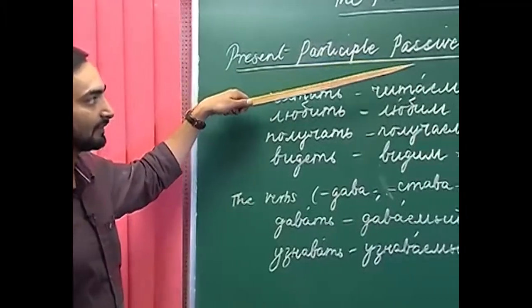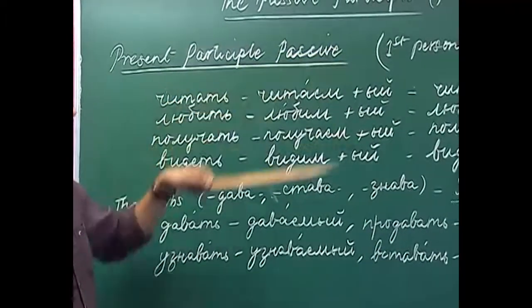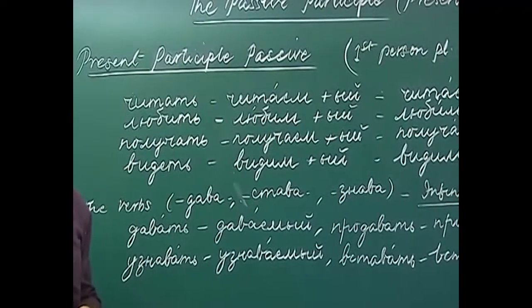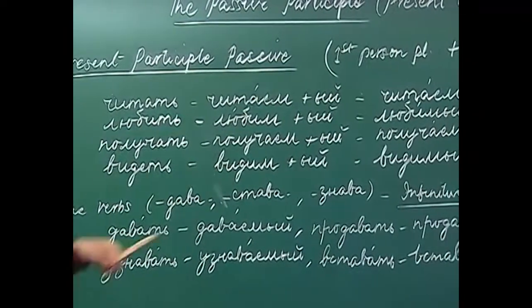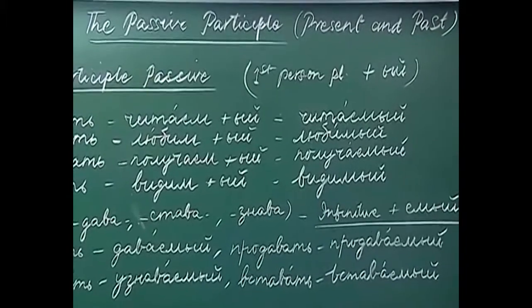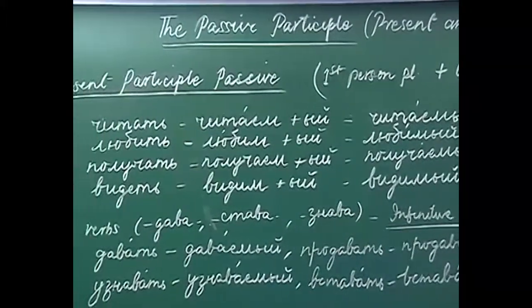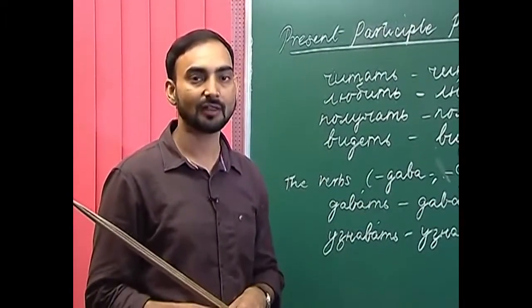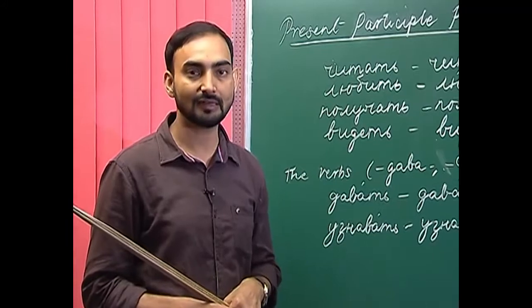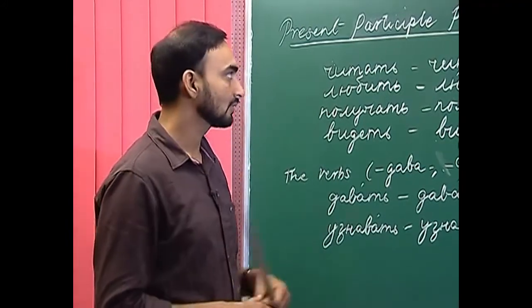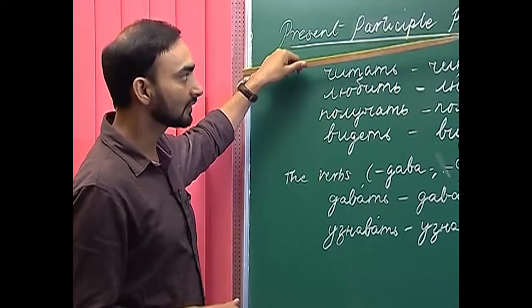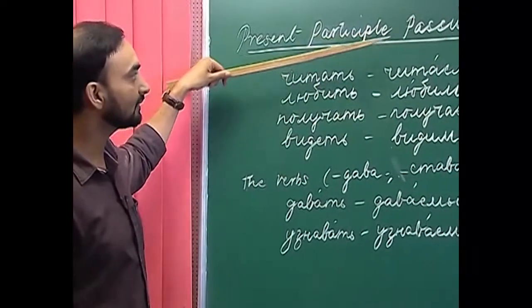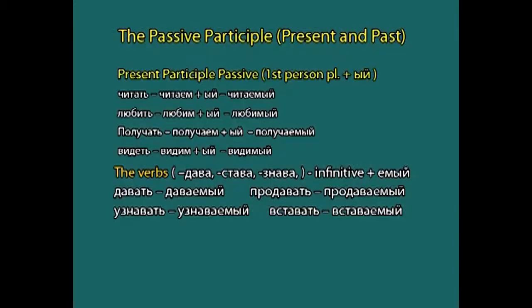How do we form the present participle passive? From the verbs. And one more important thing to mention is that passive participles are only derived from transitive verbs. Transitive verbs you already know. Transitive verbs are verbs which require a direct object. So, now let us try to form the present participle passive with verbs like читать, любить, получать and видеть.